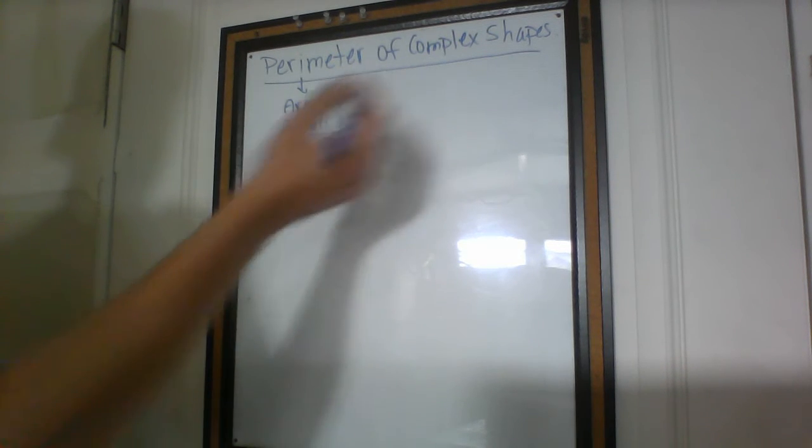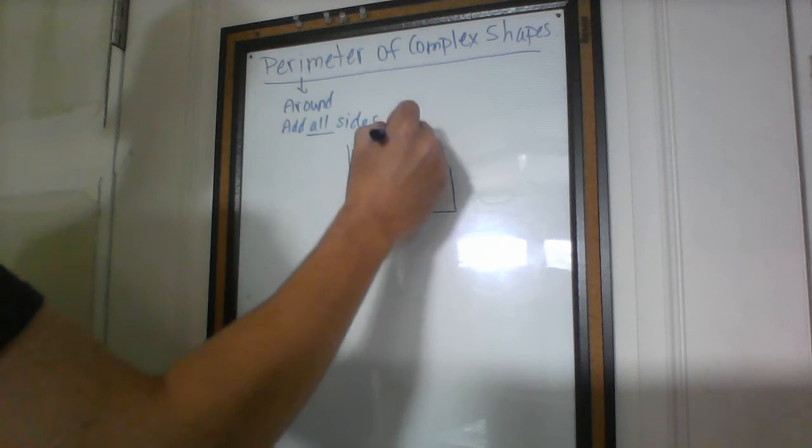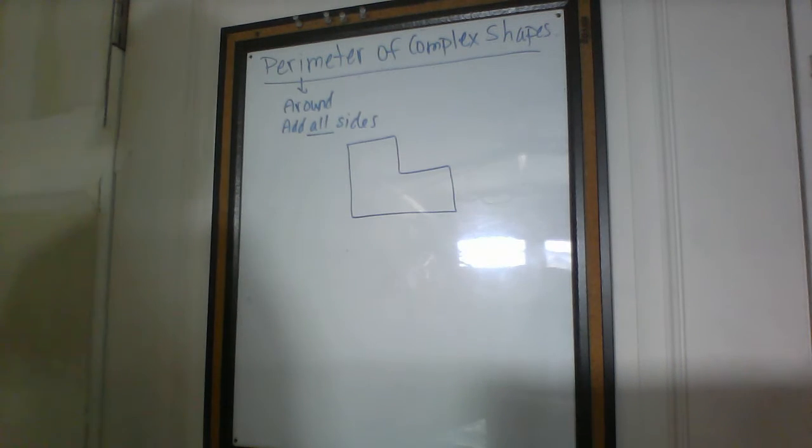So when we have our complex shapes or our compound shapes, the most common one that we are going to see is something that looks similar to an L. They're just going to combine rectangles or squares. So we'll start simple with this one.